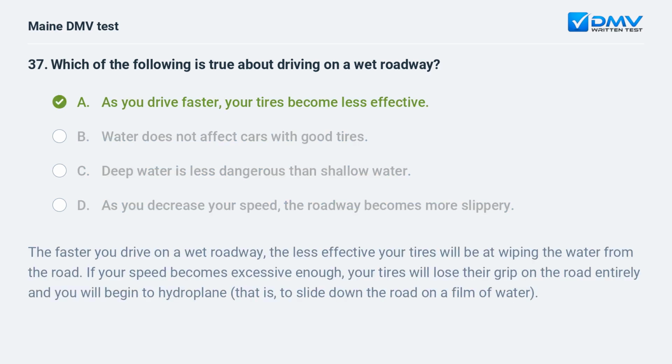A. As you drive faster, your tires become less effective. The faster you drive on a wet roadway, the less effective your tires will be at wiping the water from the road. If your speed becomes excessive enough, your tires will lose their grip on the road entirely and you will begin to hydroplane, that is, to slide down the road on a film of water.